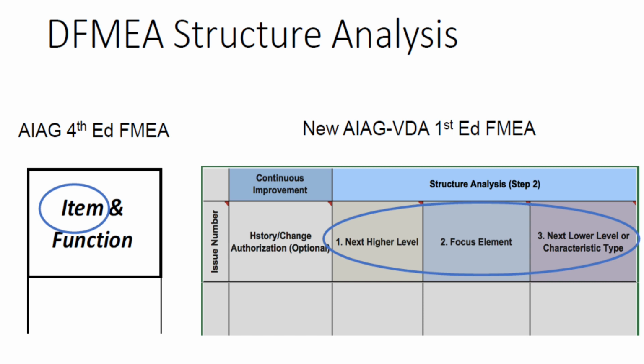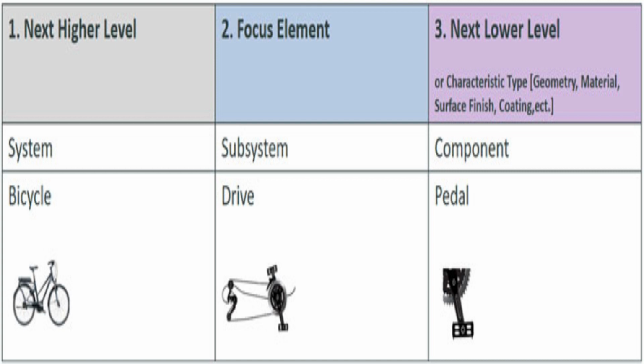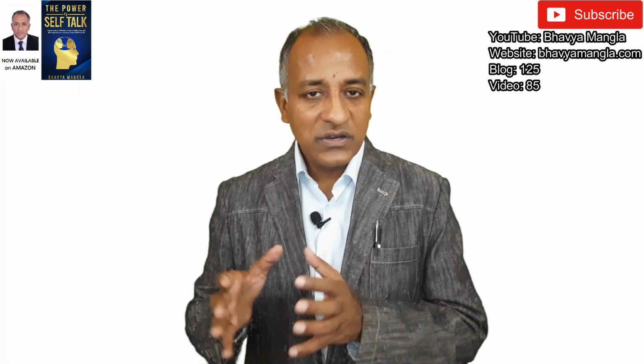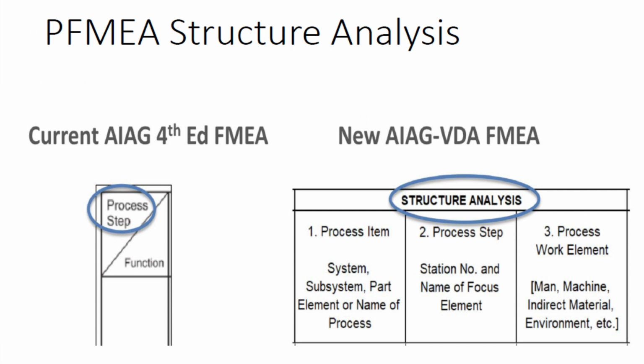To take a simple example to make it clearer, the focus element is the drive. On the left hand side, the system or next higher level is a bicycle. And on the right hand side, the third one, the next lower level or component level, is the pedal. Once we are clear that there is a pedal and a drive, and that they combine together to make a bicycle, things become clearer in identifying the possible structure related issues and the functional related issues that can happen.